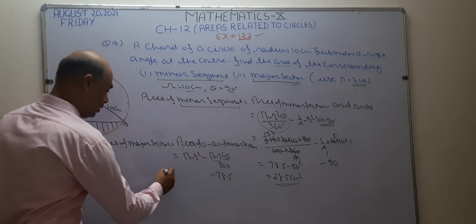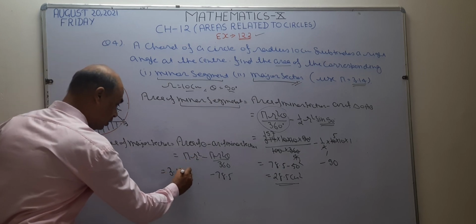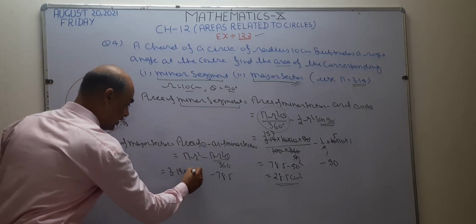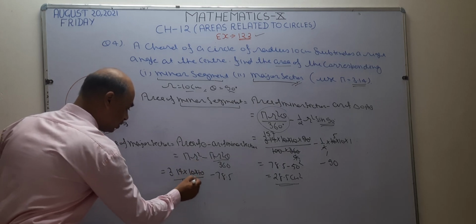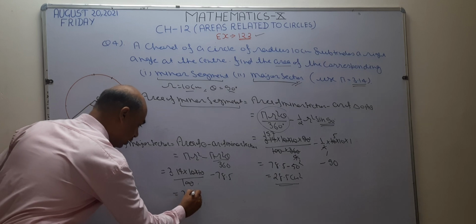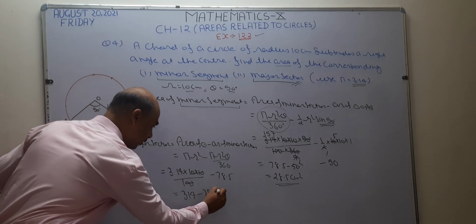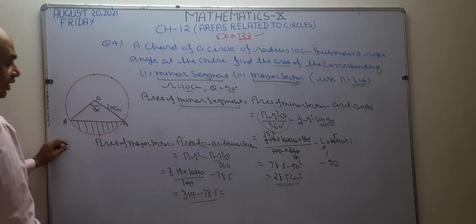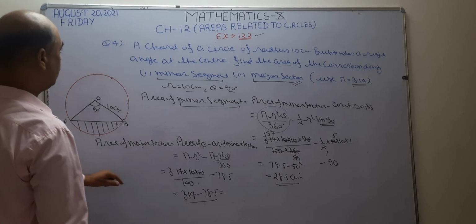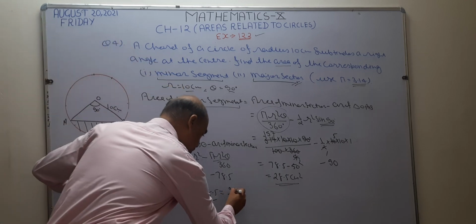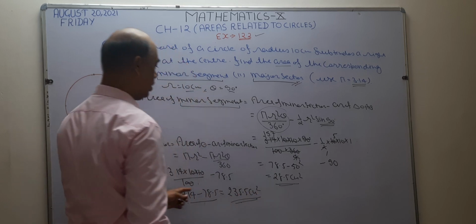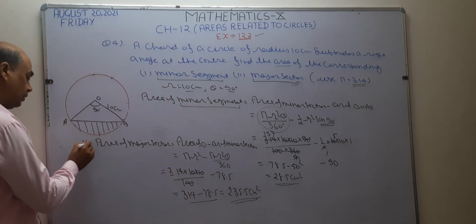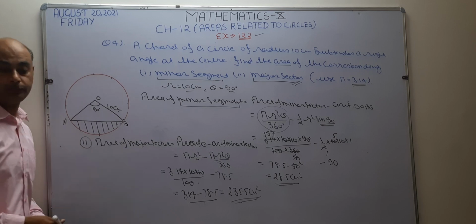Now pi r square means 3.14 into r square. R square means 10 into 10. When you remove this point, 100 is there. This one is cancelled. So this becomes 340 minus 78.5. When you subtract 78.5 from 340, the answer becomes 235.5 centimeter square. So this is your answer of the second part. I hope it is now clear.